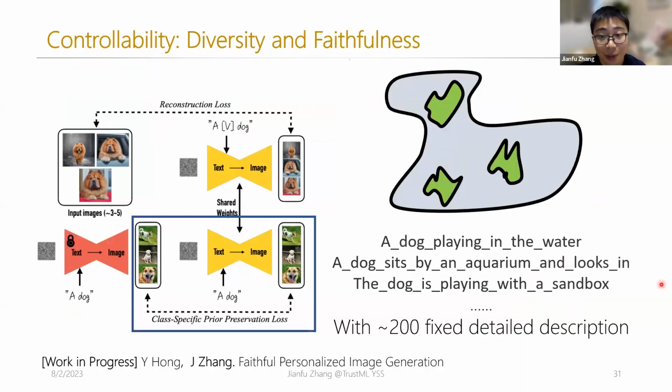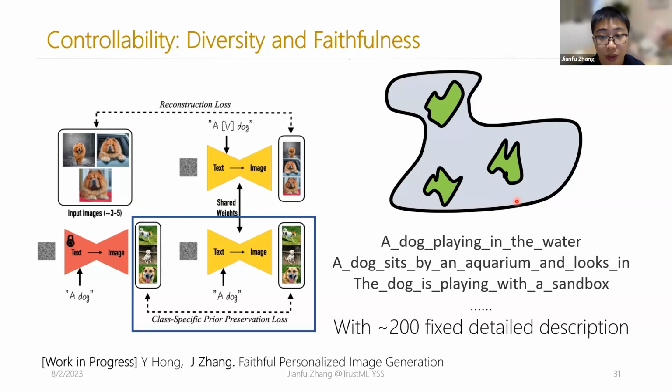So to address this challenge, we made important modifications to DreamBooth's class-specific prior preservation loss. Instead of using simple prompts like a dog, we carefully select approximately 200 distinct and detailed scene descriptions to replace the original prompts. This adjustment allows us to constrain the space of class images from a large area, say the gray area, to a smaller, more precise region like the green areas, thereby reducing the difficulty of learning the class-specific prior and generating faithful images aligned with the text prompts.